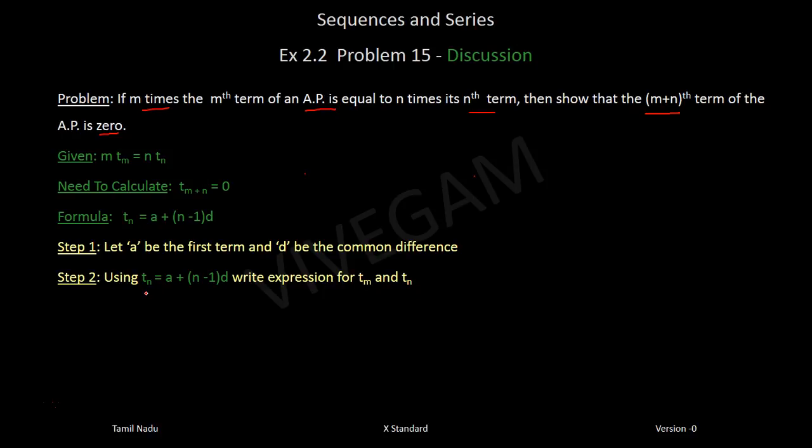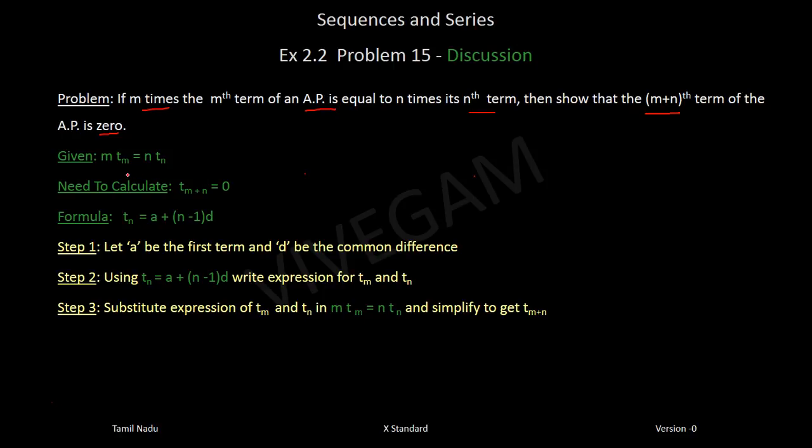Tn is the same, and Tm will be a plus (m minus 1) times d. Then you substitute those expressions in the equation m times Tm equals n times Tn. That is, m times (a plus (m minus 1) d) equals n times (a plus (n minus 1) d), and simplify. I don't think I can give any more steps because this involves a lot of working, but broadly this is what you need to do.